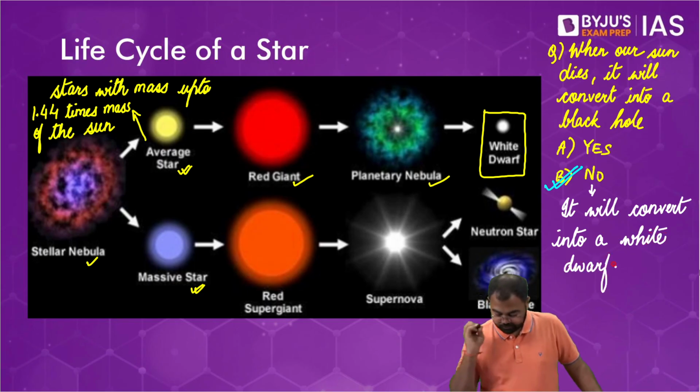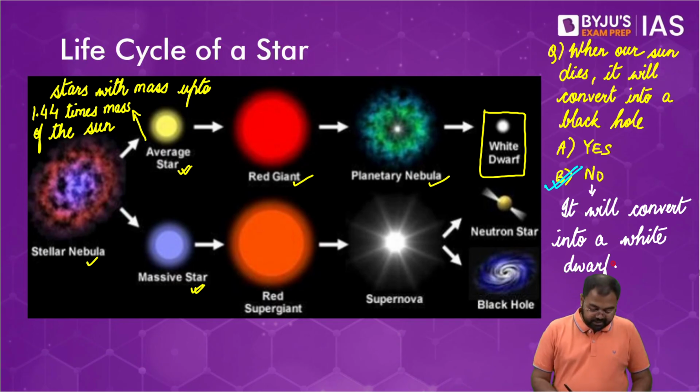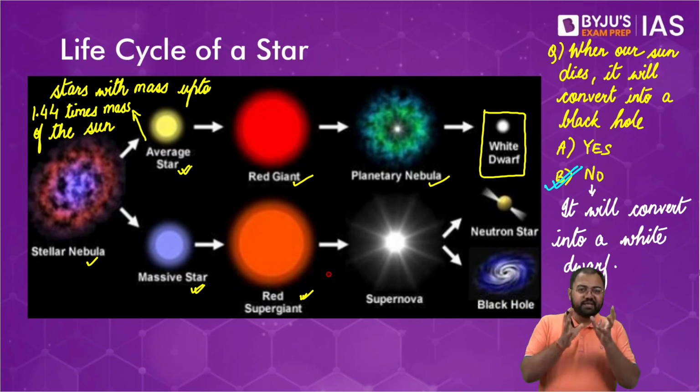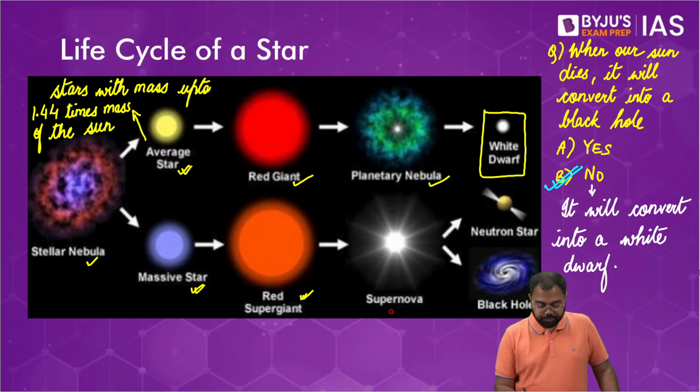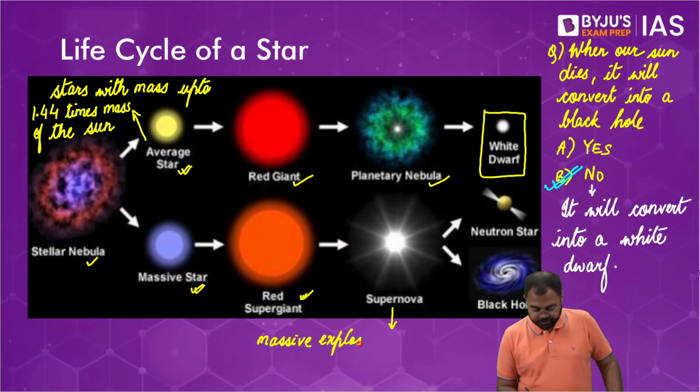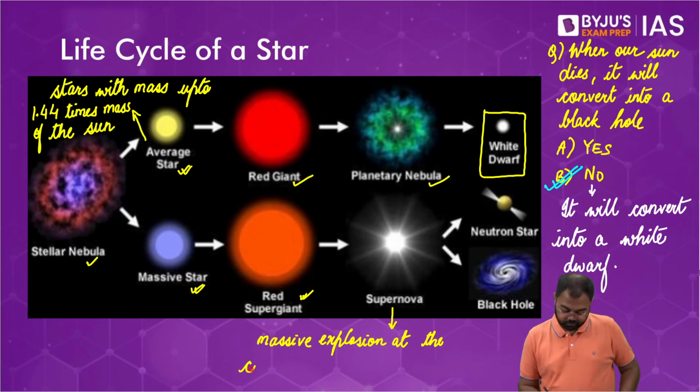Now, for a massive star, what we see is that when they die, they first might convert into a red supergiant, a very big sized star with very low temperature, red supergiant. And then from there on, supernova will happen. So supernova is nothing but basically an explosion, a massive explosion at the center of the red supergiant.